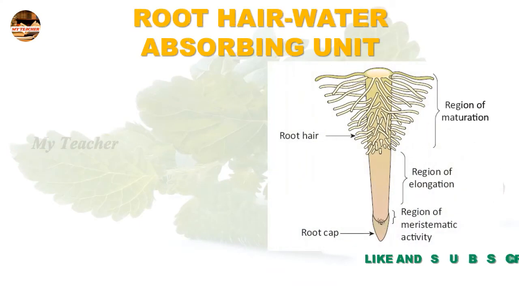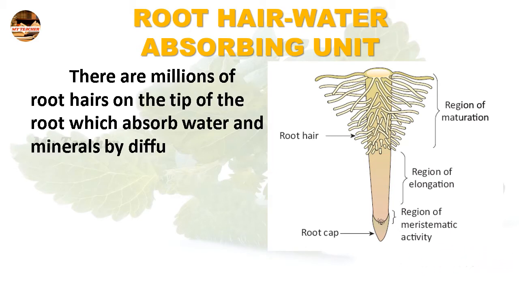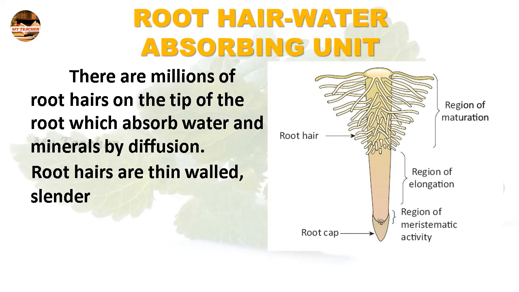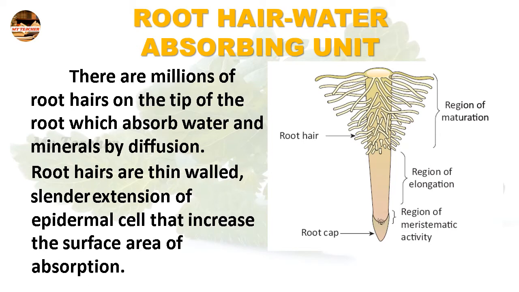See the picture of root tip with the root hairs. You can see three distinct regions: region of meristematic activity, region of elongation and region of maturation. In the region of maturation, we can see the root hairs. These are the absorbing units in roots. There are millions of root hairs on the tip of the root which absorb water and minerals by diffusion. Root hairs are thin-walled, slender extensions of epidermal cells that increase the surface area of absorption.